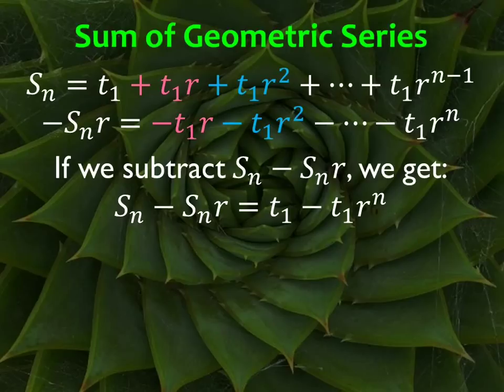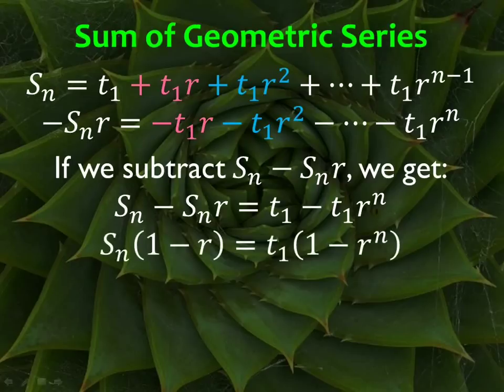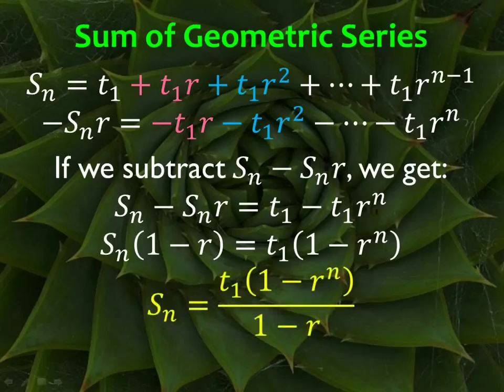So what we want to solve for is Sn. So we're going to factor that out of the left. We have Sn times 1 minus r equals t1 times 1 minus r to the n. We factored out a t1 from the quantity on the right. Now we divide both sides by 1 minus r, and we see that the sum of the series is t1, the first term, times 1 minus r to the n, divided by 1 minus r.